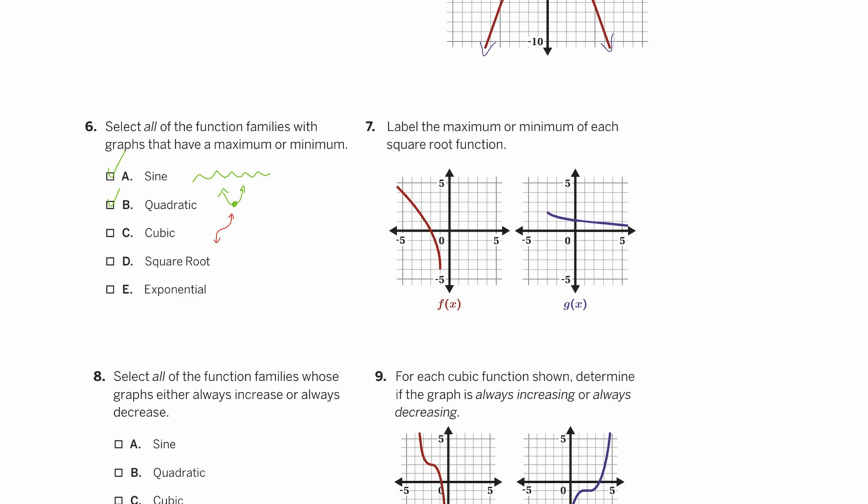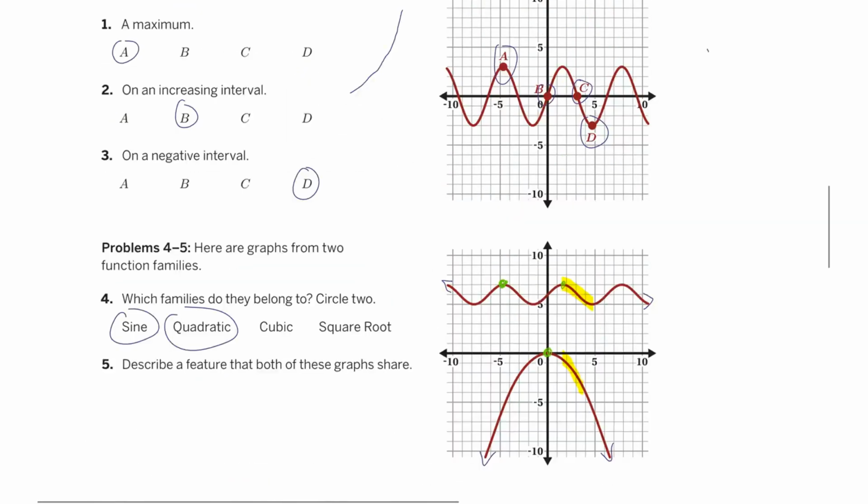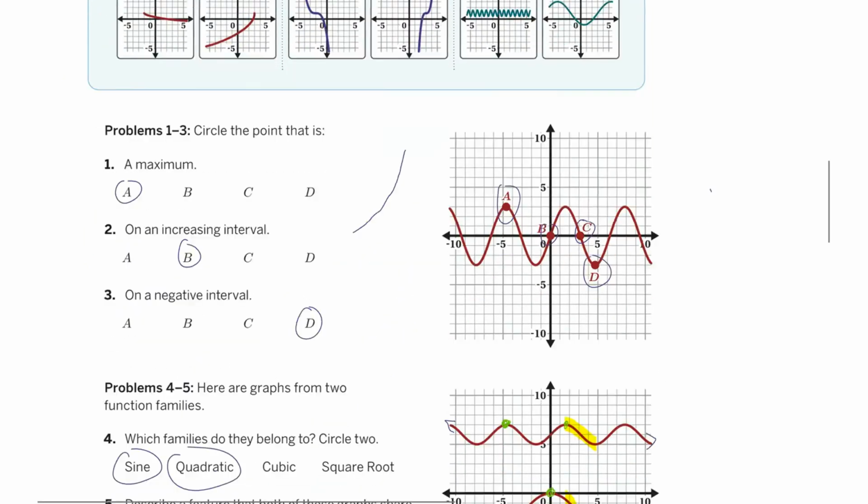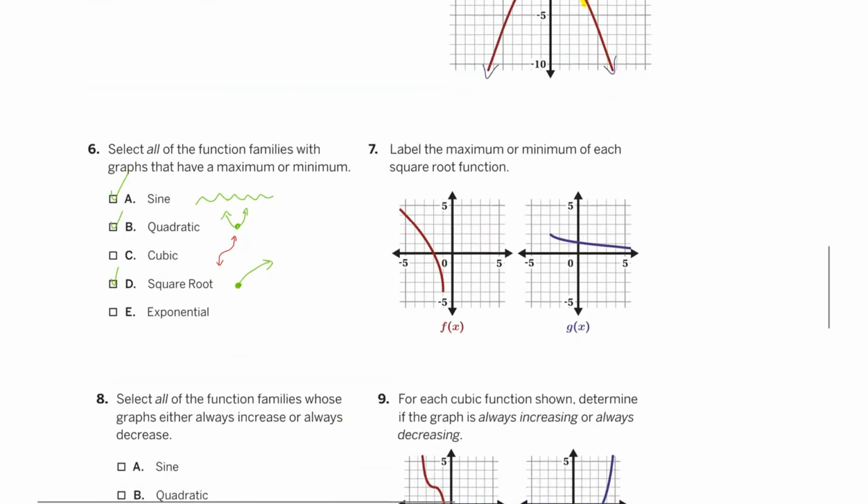A square root, I would say, does have a minimum or maximum because, if we're looking at a square root function, it looks like that green one I just drew. A better option might be any of these four. You can see it starts at a certain point and then goes on forever in a certain direction. So it would have a minimum or maximum depending on where it starts.